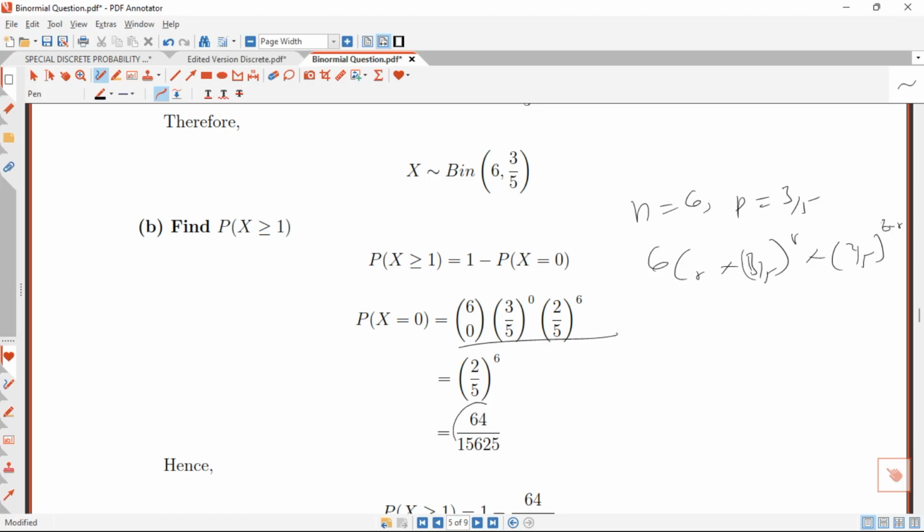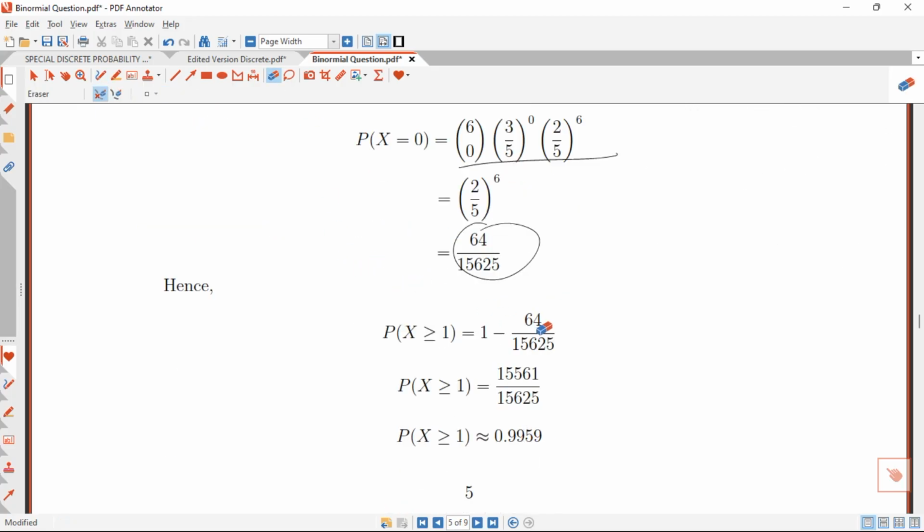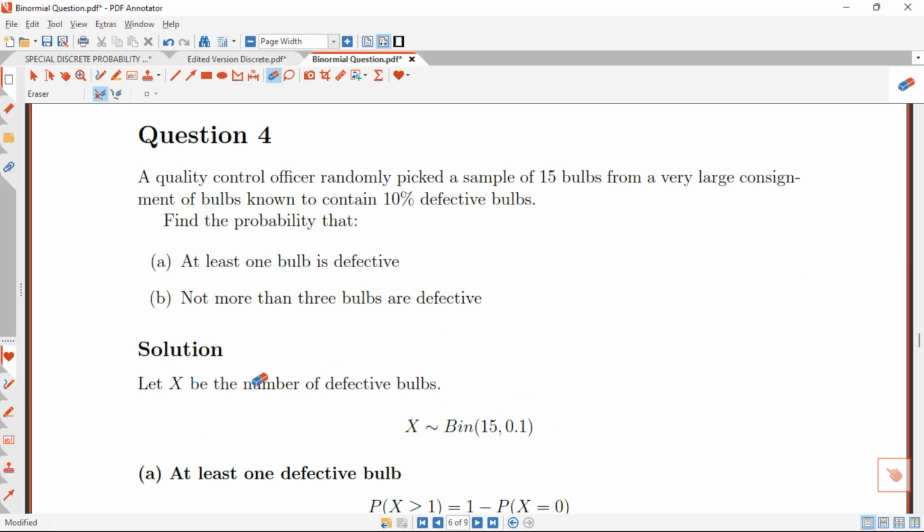And we are getting our final answer to be 64 divided by 15,625. Okay, so that is what we have here. We are just going to subtract it from 1, and then we are getting our final answer to be 0.9959. Okay, and then that is question 3.